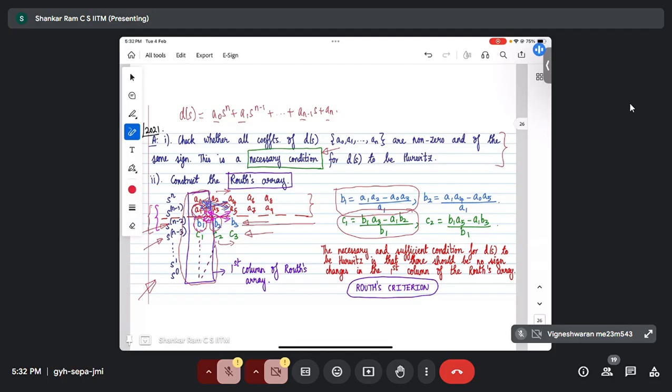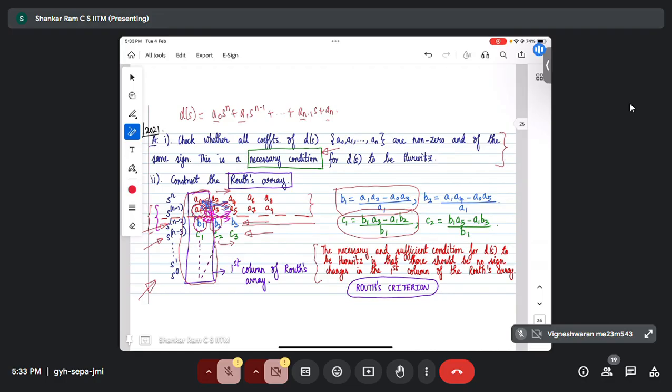So once we get the first column of the routes array, the necessary and sufficient condition for this polynomial to be Hurwitz is that there should be no sign change in the first column of the routes array. What do we mean by that? That means if we look at the first column of the routes array, if there are no sign changes, then the polynomial D of S is going to be Hurwitz. Okay, otherwise it is not. Okay, so that is the bottom line.